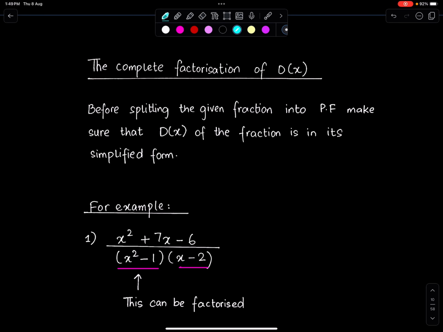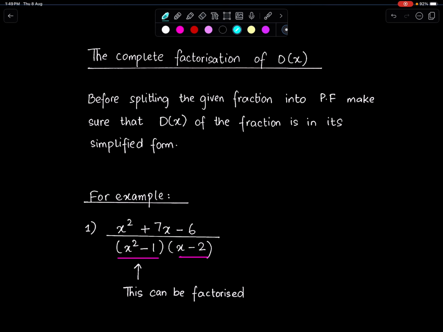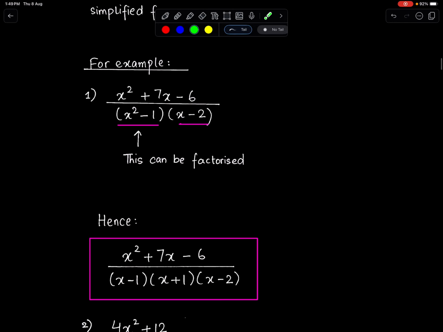The second step, the complete factorization of the denominator. So before splitting the given fraction into partial fractions, make sure the denominator of the fraction is in its simplified form. So first observe this. See, this factor is already in its simplified form. You cannot simplify this further, x minus 2. But this can be factorized. So you have to factorize this. It will become x minus 1, x plus 1.